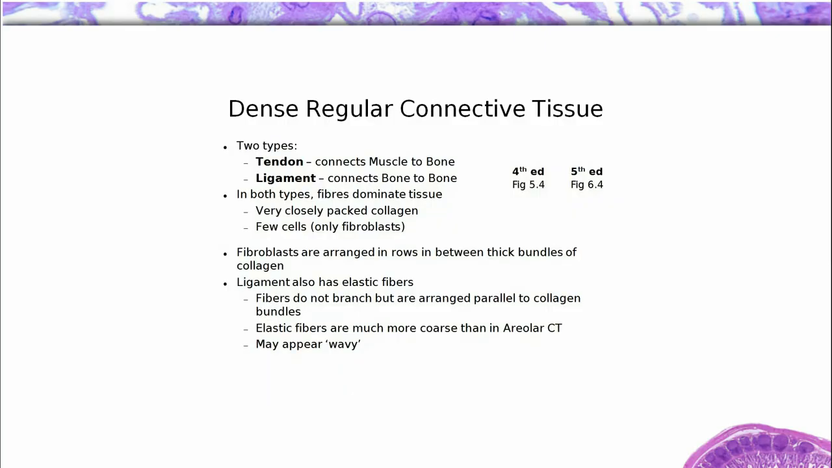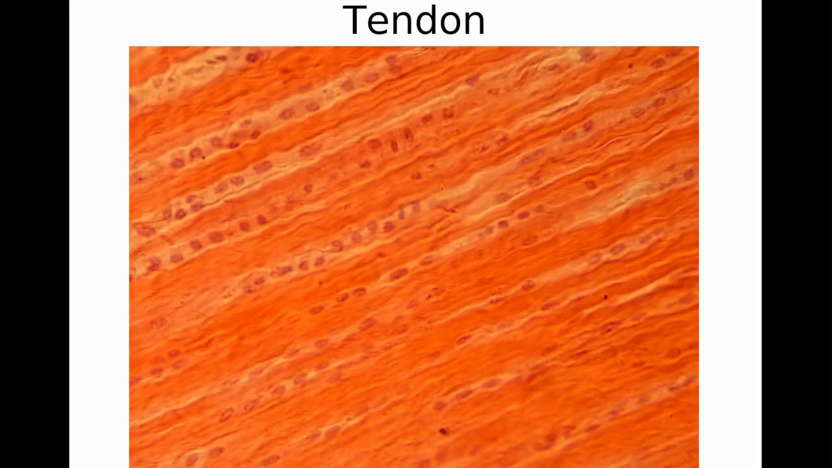Now, if we're looking at dense regular connective tissues, like tendons and ligaments, we see something like this, where we have thick bundles of collagen going across, and then in between them, we have nice, neat rows of nuclei showing up. Okay? So that's the difference.